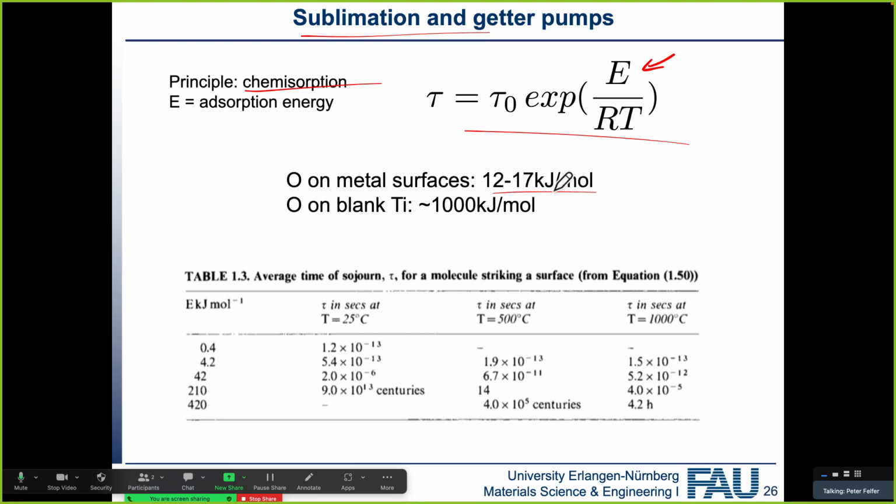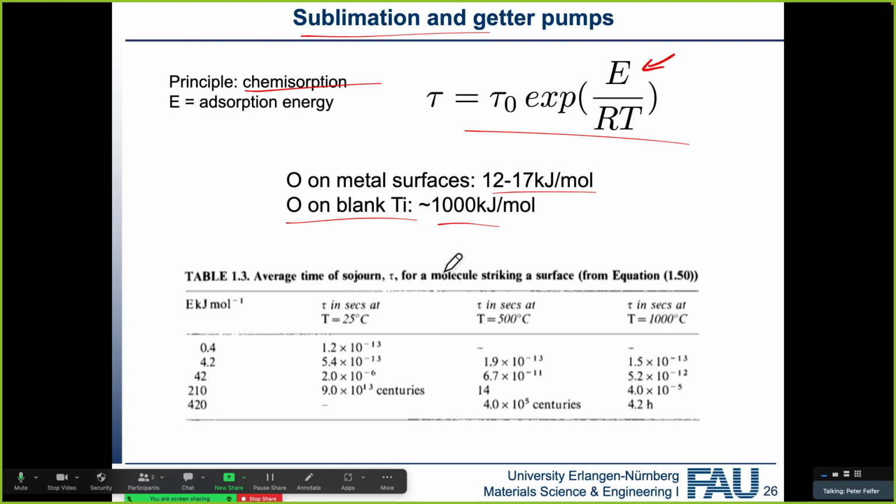So relatively low if you compare to what I've showed you from the bakeout stuff, as this is something where the oxygen would sort of float around in the chamber and not stay adsorbed on the surfaces. But if you have oxygen on blank titanium, so titanium without an oxide on top of it, we're more talking about 1,000 kilojoules per mole. Which means if the oxygen bonds to the titanium, it will never ever leave. It will just stay there. And this is the principle of getter pumps, that we're using that chemisorption.